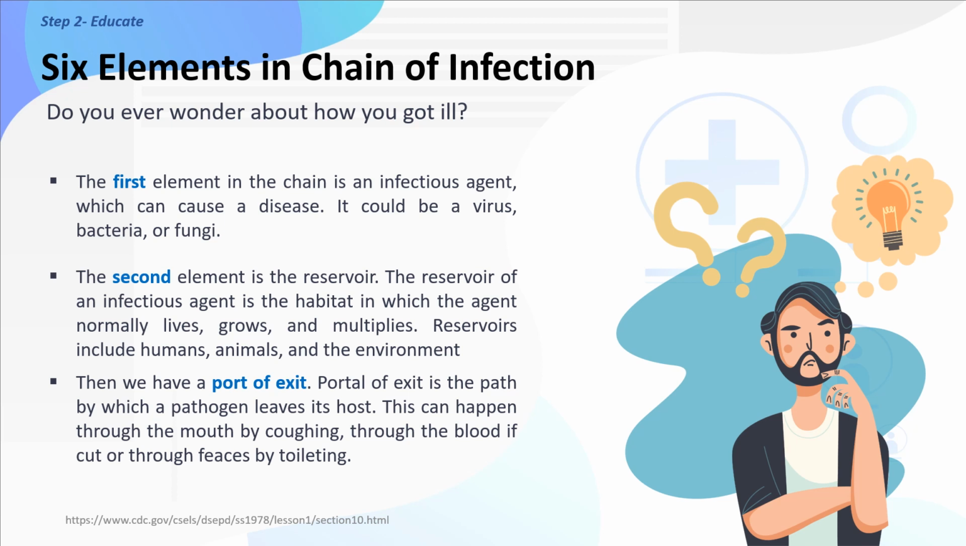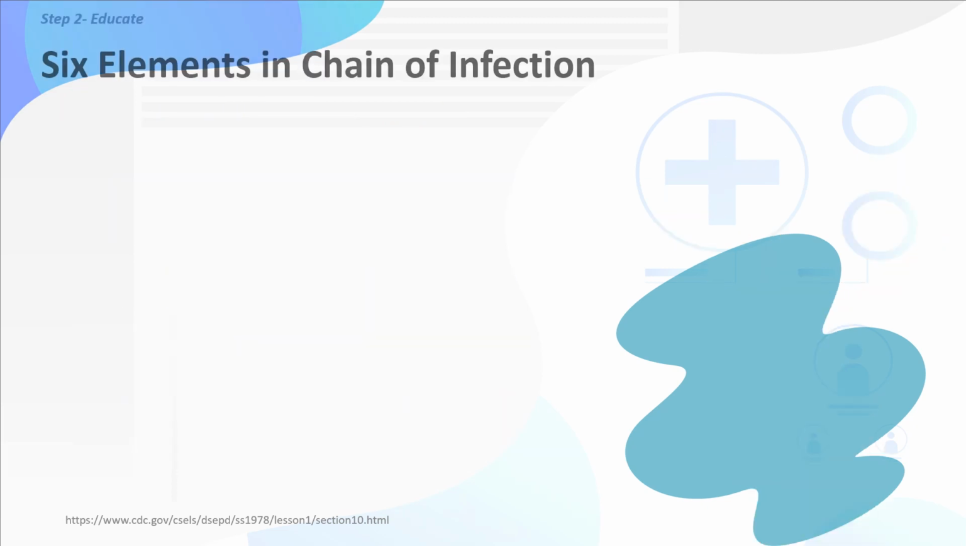The second element is the reservoir. The reservoir of an infectious agent is the habitat in which the agent normally lives, grows, and multiplies. Reservoirs include humans, animals, and the environment. Then we have a portal of exit. Portal of exit is the path by which a pathogen leaves its host. This can happen through the mouth by coughing, through the blood if cut, or through feces by toileting.